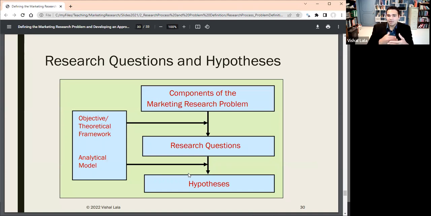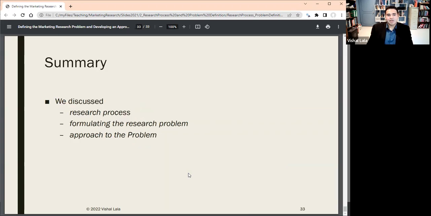It helps to break a big problem into smaller pieces. One way of going about that is to break the research down into components and then into research questions and hypotheses. Research questions are merely just that, questions. Hypotheses are testable propositions, ones that lend themselves well to translation to statistical tests. In this session, then, we've examined the research process, and we dug really deep into the first two steps of the research process, formulating research problem and the approach to the problem.